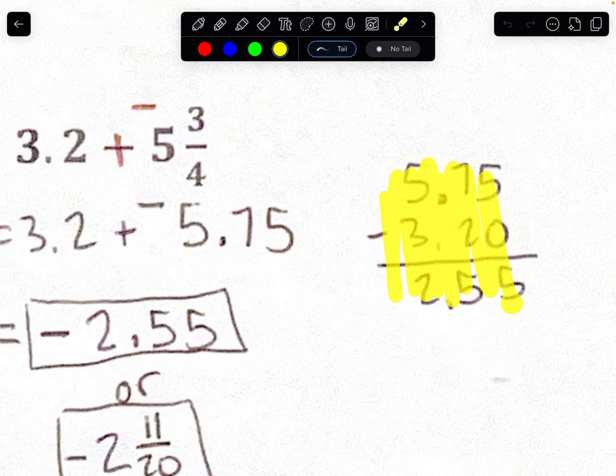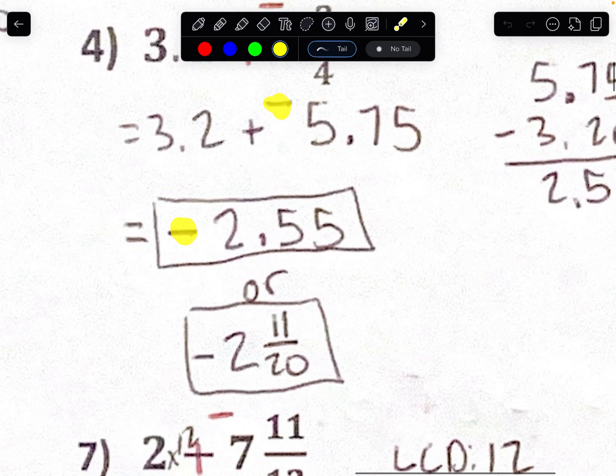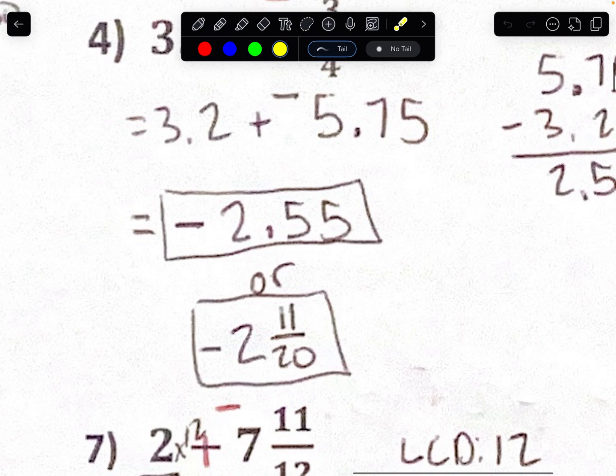So this is where I did my work. I have a 0 here because it's a placeholder. So even though I don't have a 0 right next to the 2 at the 3.2, I need a 0 here as my placeholder. So I subtract, I should be getting 2.55. 5.75 is a bigger number and that has a negative, so I'm going to leave my answer as a negative. If you want to put it in a mixed number, you don't have to, but in a mixed number, we would have negative 2 and 11/20.